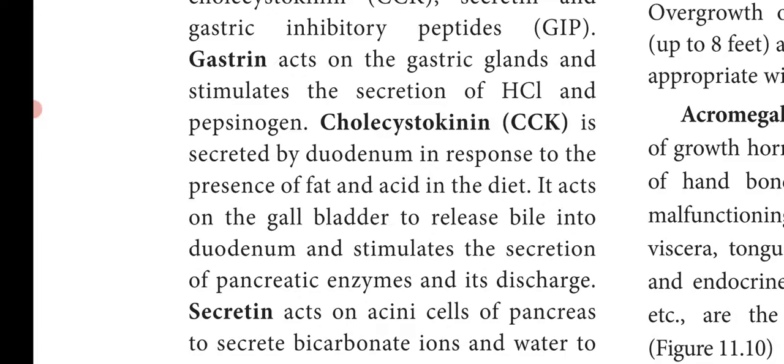Cholecystokinin is secreted by the duodenum in response to the presence of fat and acid in the diet. So, if fat and acid are more in the diet, the hormone cholecystokinin is secreted in the duodenum. It acts on the gallbladder to release bile juice into the duodenum and stimulates the secretion of the pancreatic enzymes and their discharge, which helps in the digestion of fat.